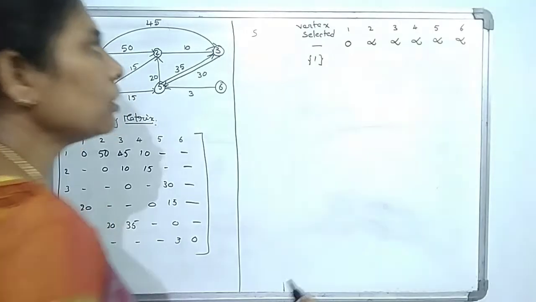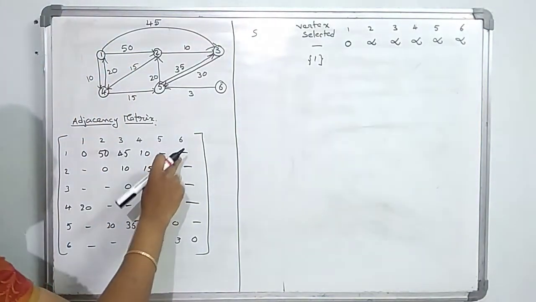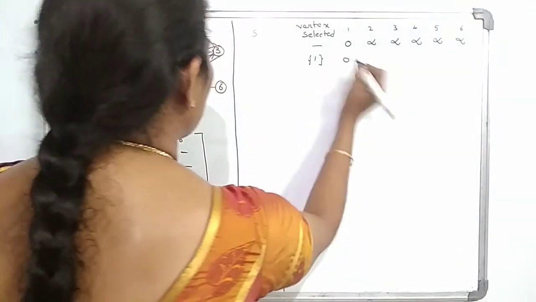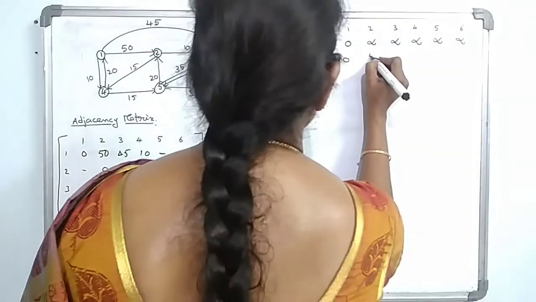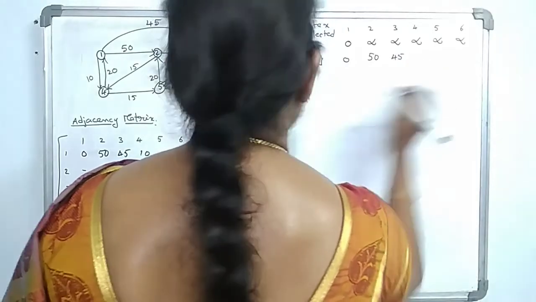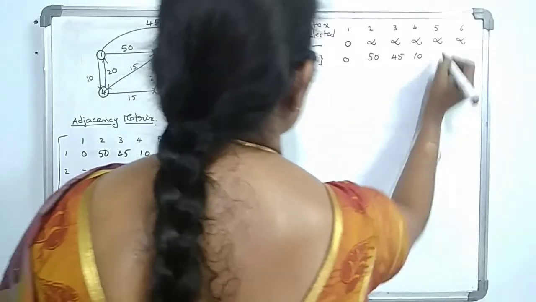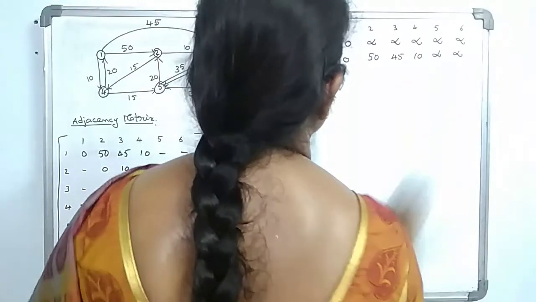In vertex 1, what costs does it contain? In vertex 1 we have all these costs. So 1 is 0, 2 is 50, 3 is 45, and 4 is 10. We do not have any connection to 5 and 6, so you can take the previous values, infinity.